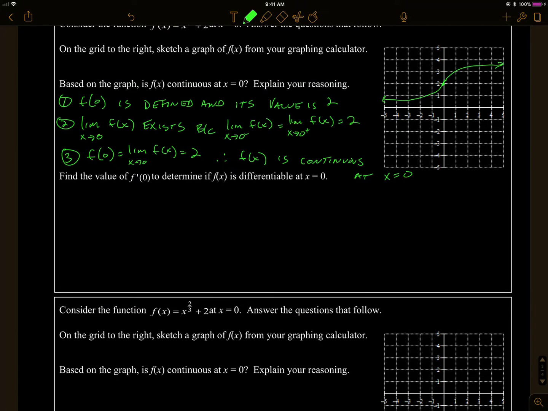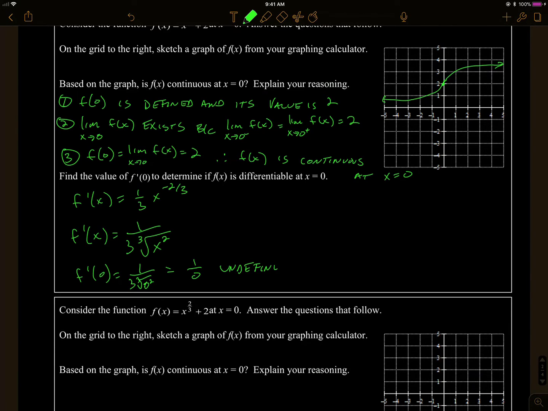So find the value of f prime of 0. They want us to actually do the derivative out, plug in 0, and determine if it's differentiable. So I do power rule to get 1/3 x to the negative 2/3. So I rewrite so that the power is not negative. I plug in 0 into my derivative, and I get 1 divided by 0. So that is, again, undefined.